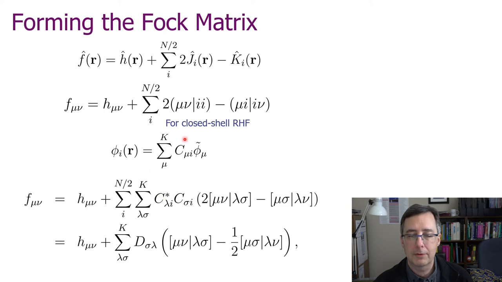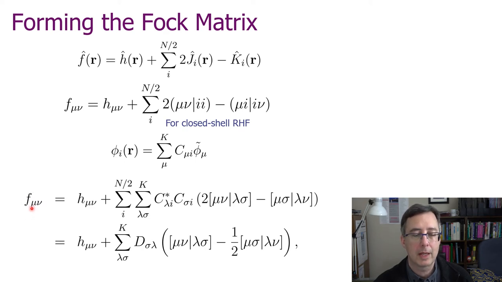So I'm glossing over some steps in the interest of time, but all I did was insert phi I there and there, and there and there, and I got this expression. And then I said this guy, C lambda I times C sigma I, I'm going to call a density matrix, and I'm going to sum over I to form that density matrix. So this sum goes away, this symbol turns into this symbol, and this is a classic expression for how to form the Fock matrix elements in a basis of basis functions.